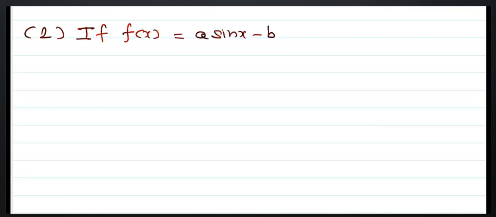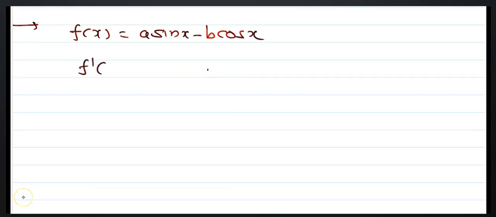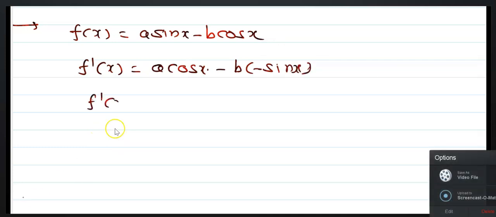Now next question. If f of x is equal to a sin x minus b cos x, f dash of x is equal to a cos x minus, now what is here? We find the derivative of this function. a is a constant, the derivative of sin x is cos x, and the derivative of cos x is minus sin x. Now this minus minus will become plus.